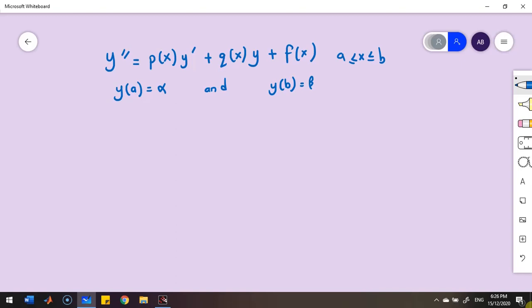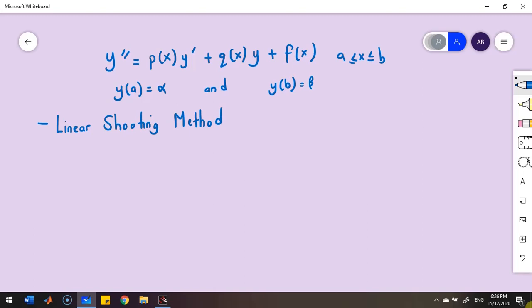Now, the other way to solve this boundary value problem is using the linear shooting method. This is what we're going to learn in today's lesson. What is the shooting method? The shooting method is done by assuming the initial values that would have been given if the ordinary differential equation were an initial value problem, but we have a boundary value problem.